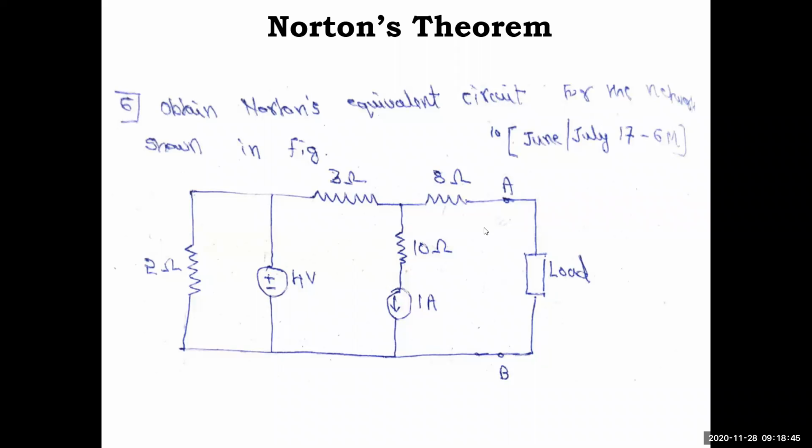So we'll solve the problem. What is the first thing? We should remove the load. There is no need to find any current or voltage there; they have just shown a load connected. So you have to remove the load and short circuit the terminals to find the short circuit current. Hope you have noted down.